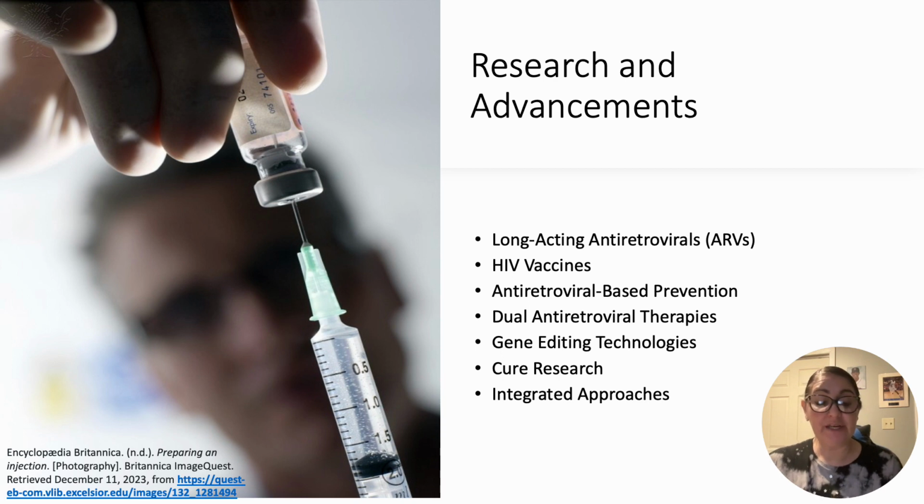Gene editing technologies. Advances in gene editing technologies for potential HIV cure strategies. It's ongoing research to help explore approaches to eliminate and suppress the HIV virus within the human body. And then cure research, ongoing investigations into strategies for achieving a functional and complete cure for HIV, aiming to eliminate viral reservoirs and achieve long-term remission.